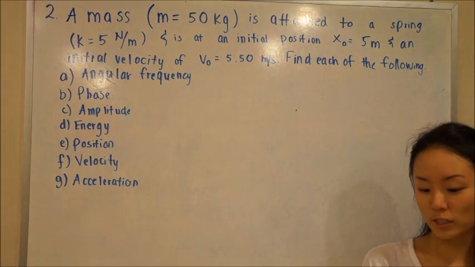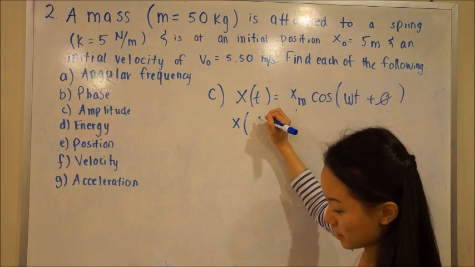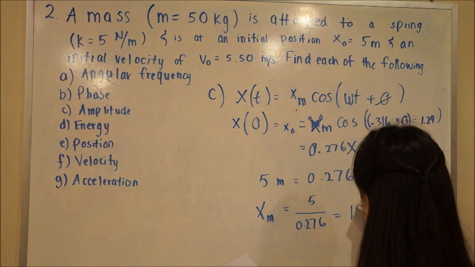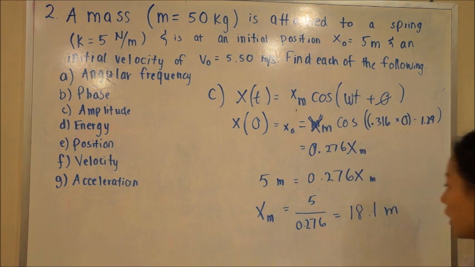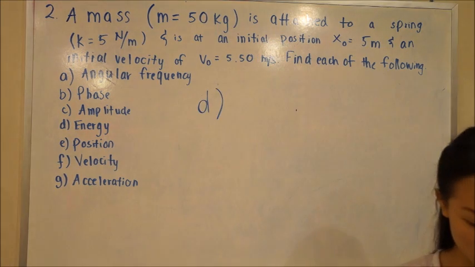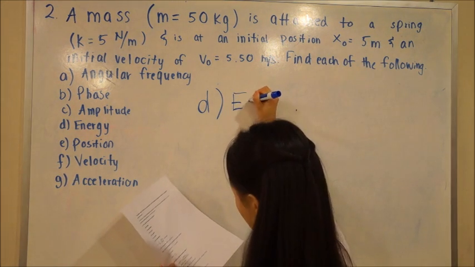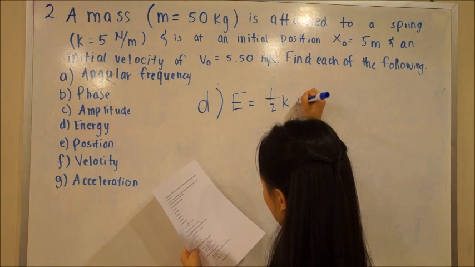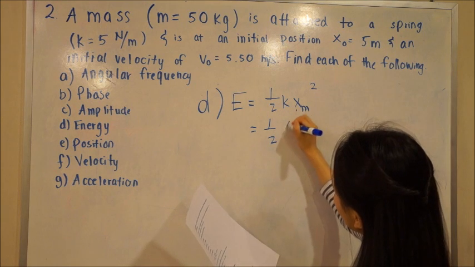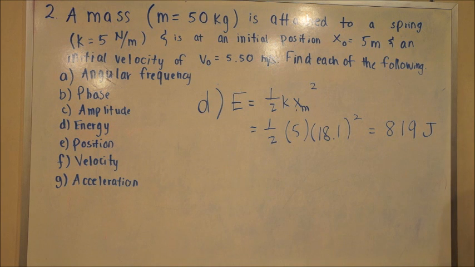You can also use this information to find the amplitude by using the same equation, and it's at t equals 0, so you plug in 0 for t. And when you solve for the amplitude, you get 18.1 meters. You can use the energy equation we provided earlier. Energy equals 1/2 k times the amplitude squared. You just plug in the values, and you get 819 joules.